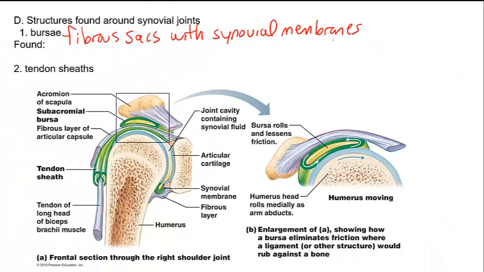And you tend to find them where structures rub together or around a synovial joint.